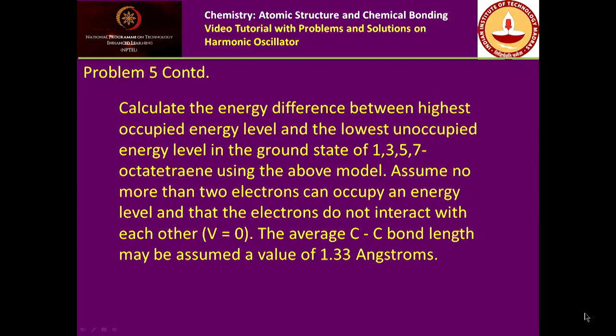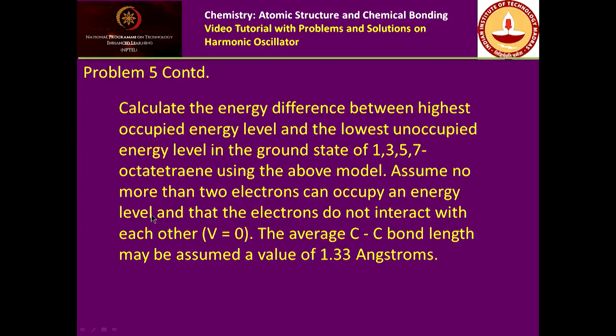What is the problem? With that as a background, now you calculate the energy difference between the highest occupied energy level and the lowest unoccupied energy level in the ground state of one such conjugated system, 1,3,5,7 octatetraene, using this model. Now, in order to do this, of course, there are other requirements, namely in each energy level of the particle in a box model that the electrons are supposed to be part of, no more than 2 electrons can occupy an energy level.